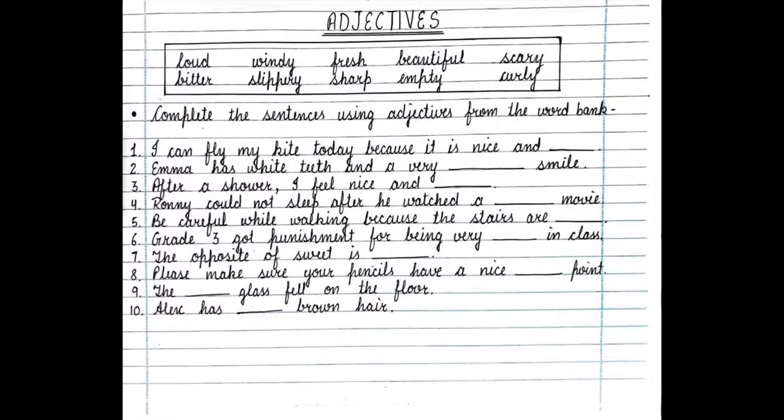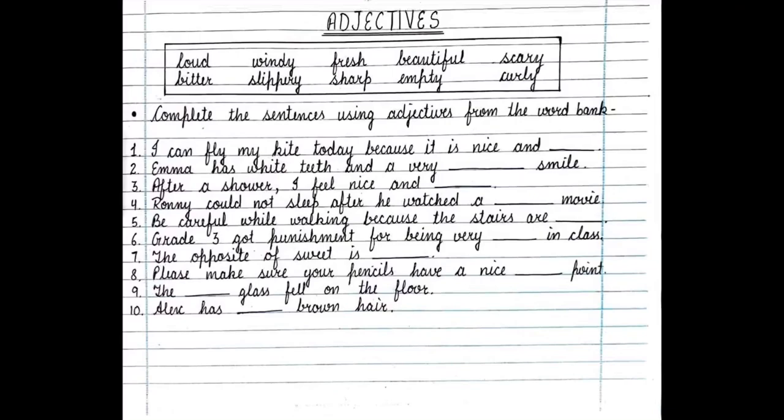Now, in this another worksheet of adjectives, you have to fill the blanks by choosing the correct adjective from the word bank given on the top. Adjectives are loud, windy, fresh, beautiful, scary, bitter, slippery, sharp, empty, and curly. The first sentence is, I can fly my kite today because it is nice and dash. The correct answer will be windy. Because on a windy day, you can fly the kite very nicely.